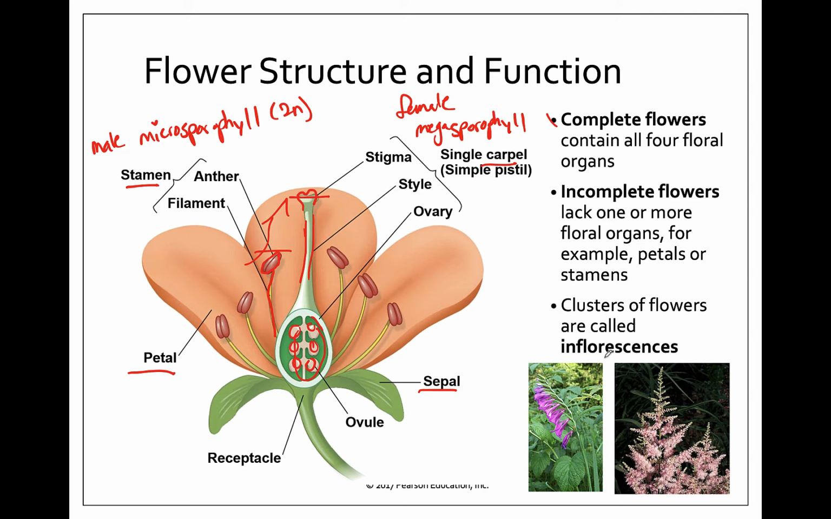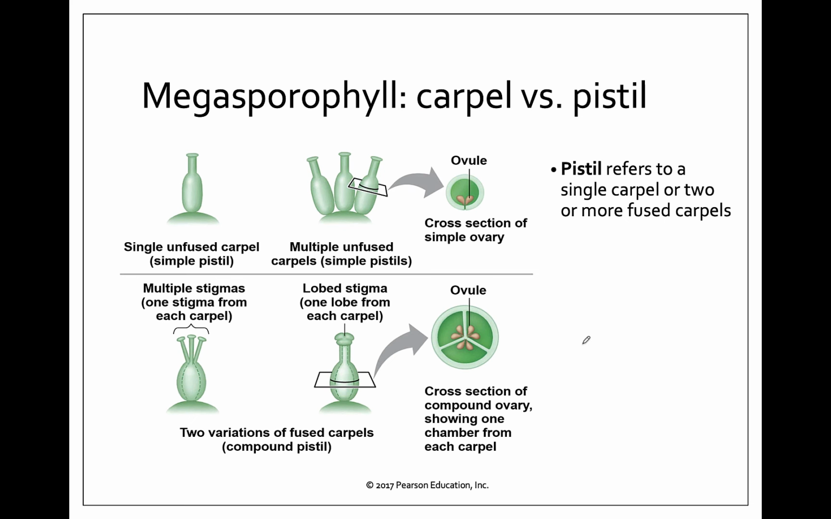A cluster of flowers is called an inflorescence. If you look at a pineapple, it actually grows from many different flowers together, and so that fruit is the result of an inflorescence. The female megasporophyll can exist in several different types. A carpel is specifically a single stigma, style, and ovary.